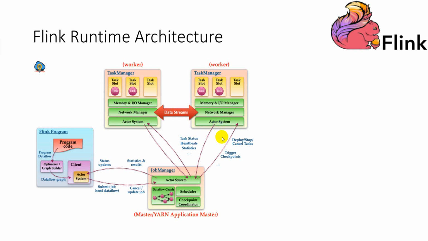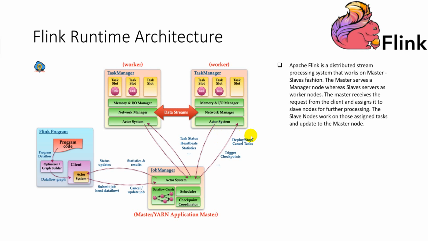Welcome back. Apache Flink is a distributed stream processing system that works in a master-slave fashion. The master serves as a manager node, whereas the slaves serve as the worker nodes. The master receives the request from the client and assigns it to slave nodes for further processing. The slave nodes work on those assigned tasks and update the master node.